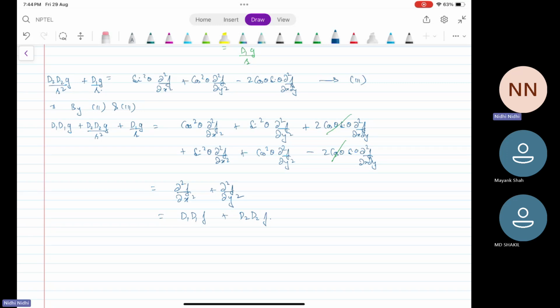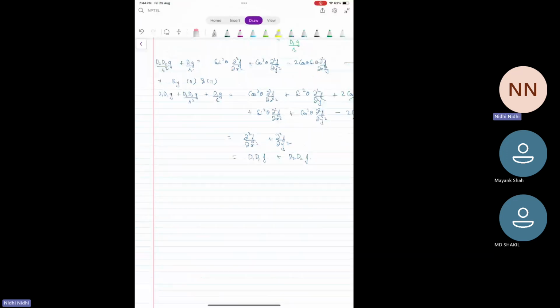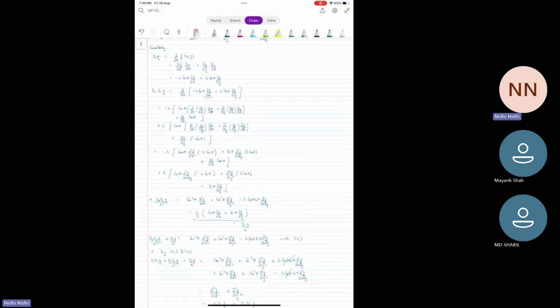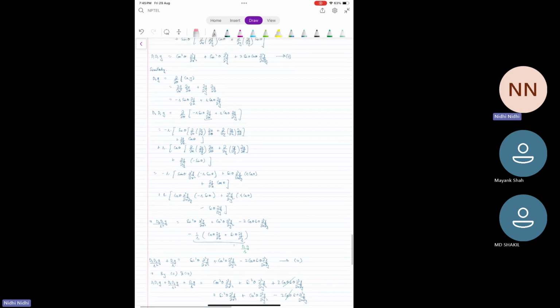So I hope this is clear. Anyways, all this is just partial derivatives. It seems calculative, but eventually the things that we had used are just the product rule and the chain rule.